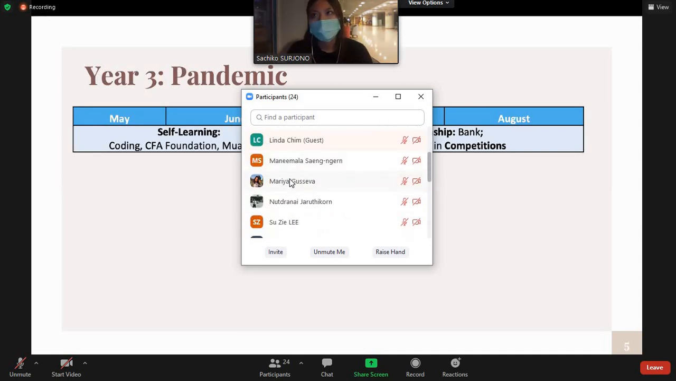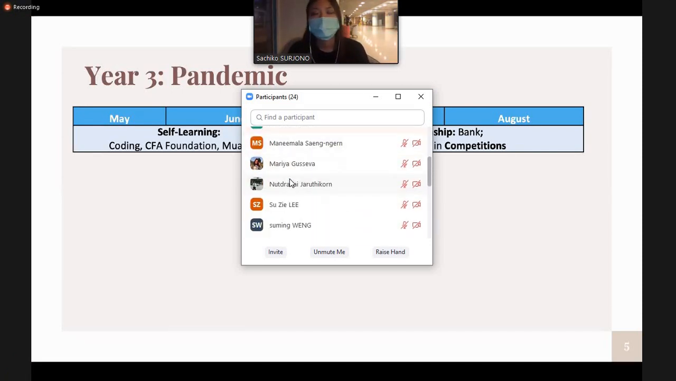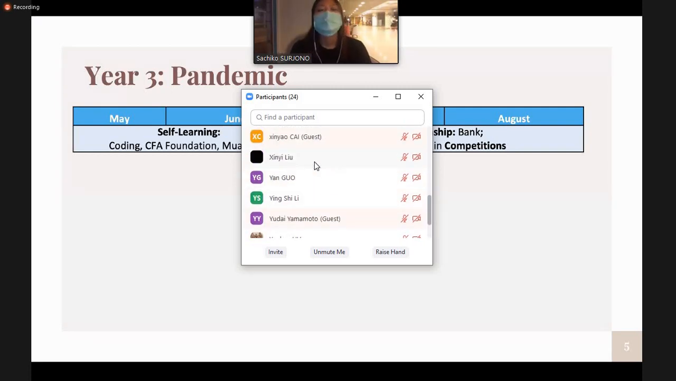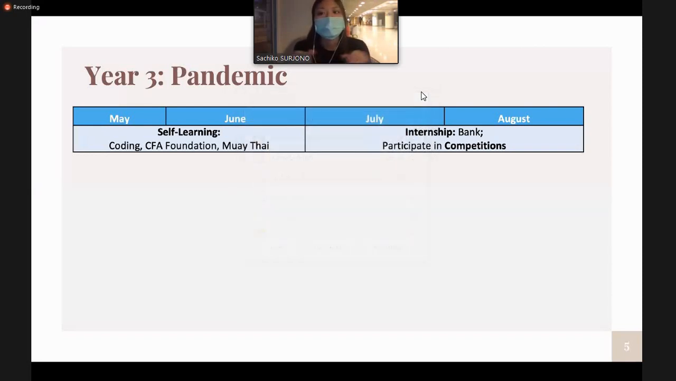And my last year was COVID, right? So initially, I already secured an internship at a bank. So my banking internship was supposed to last May, June, July, August, so the entire 4 months. But because COVID happened, it turned virtual and then it was cut to half. So I only started in July and then I ended very early in August. So I was thinking, what can I do so that I could make my May and June as productive? And I actually went to self-learn a lot of things.